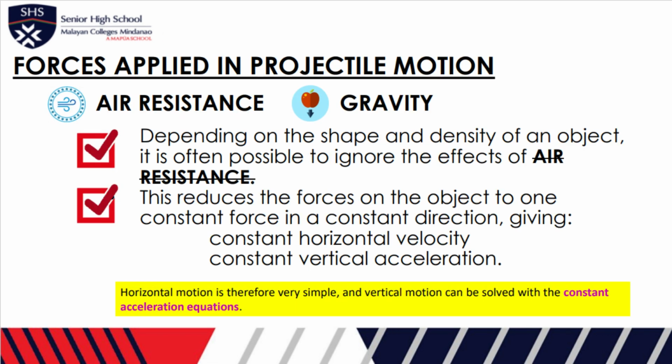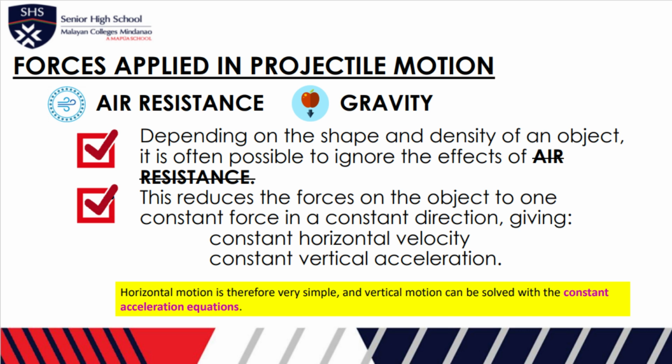Now, what are the forces applied in projectile motion? There are two major forces that are applied into it, which are air resistance and gravity. Always remember that depending on the shape and density of an object, it is often possible to ignore the effects of air resistance. Therefore, in most circumstances, air resistance is not considered.